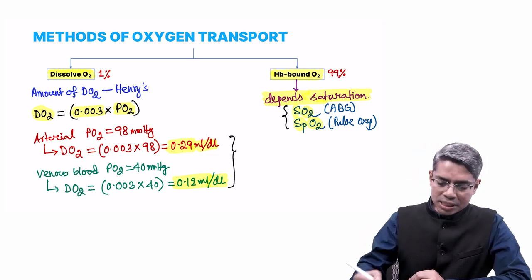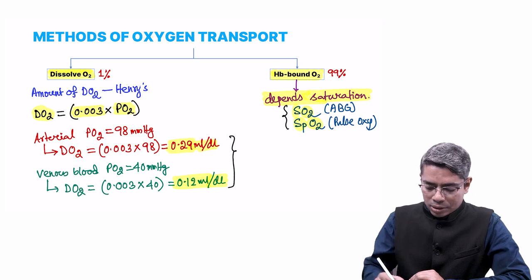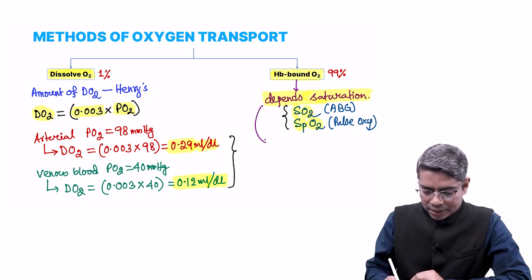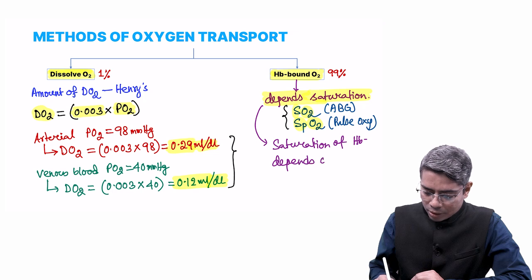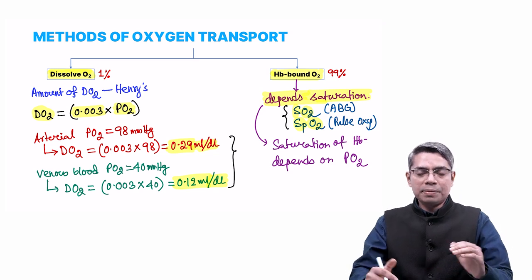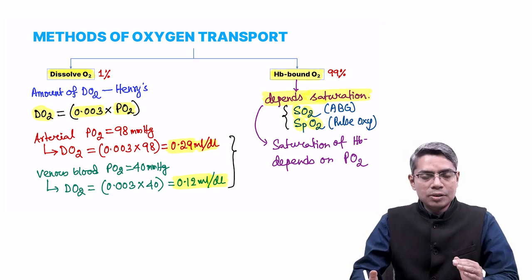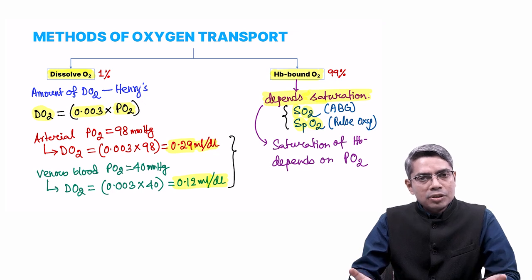Now saturation in turn depends on, okay, now I am writing the second step, that is, saturation of hemoglobin in turn depends on the partial pressure of oxygen in the blood. So if it is venous blood saturation or if it is arterial blood saturation, what will be the saturation of the hemoglobin?